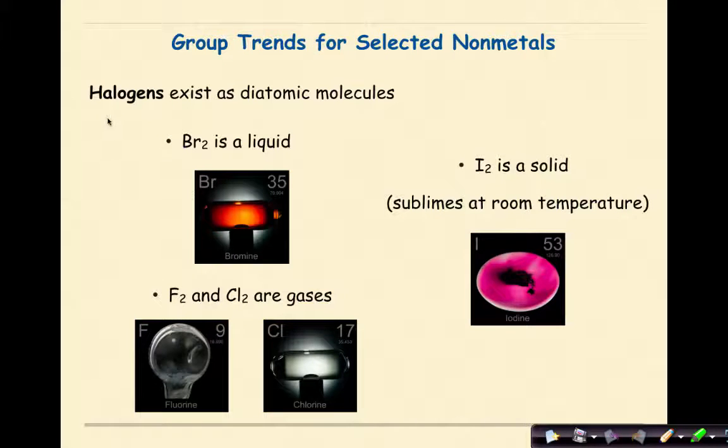Finally, an important thing to remember is that the halogens exist as diatomic molecules. The halogens also exist in different states. Bromine is a liquid, fluorine and chlorine are both gases, and iodine is a solid, but it will sublime at room temperature, as it can go from a solid to a gas.